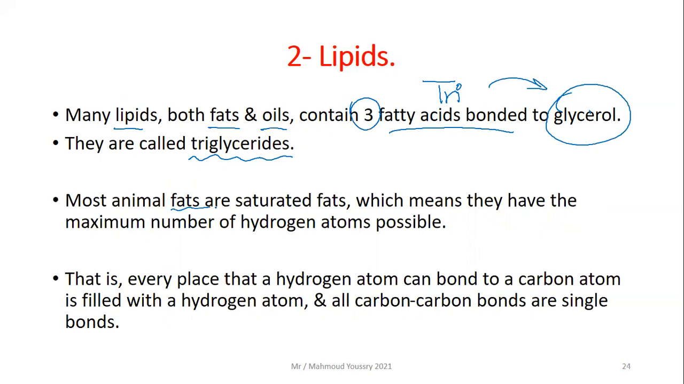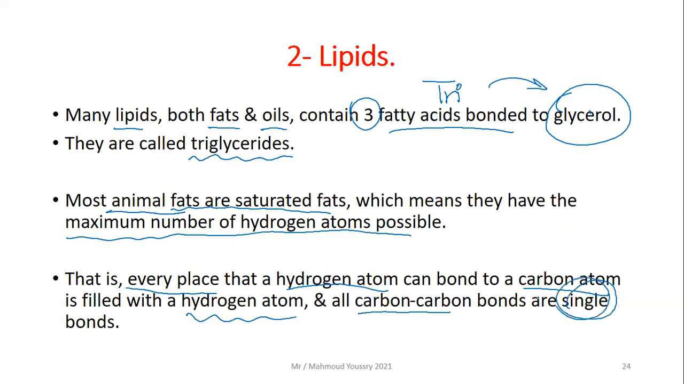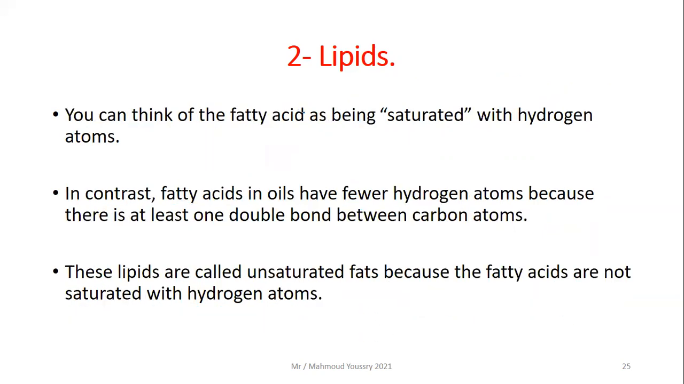Most animal fats are saturated fats. All the bonds are single. They are bonded to many hydrogen atoms, which means that they have the maximum number of hydrogen atoms possible. That is, every place that a hydrogen atom can bond to a carbon atom is already filled, and all carbon-carbon bonds are single bonds. You can think of the fatty acid as being saturated with hydrogen atoms.